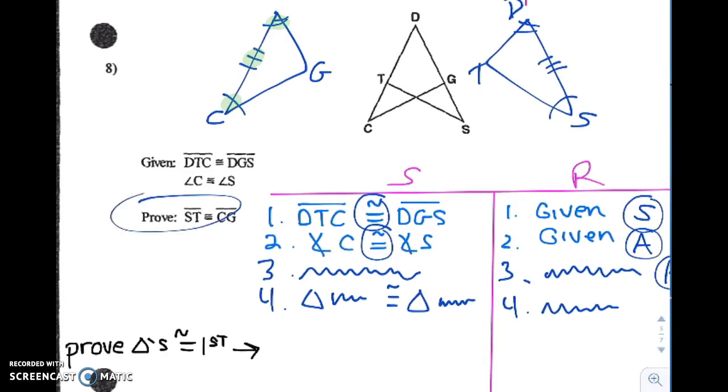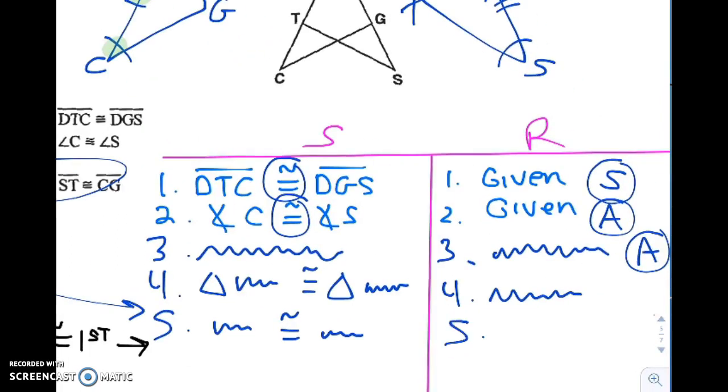Then you would take the prove line. It wants you to prove these congruent parts. ST is congruent to segment CG, and of course the reason for that is CPCTC. There, you learned and you didn't copy.